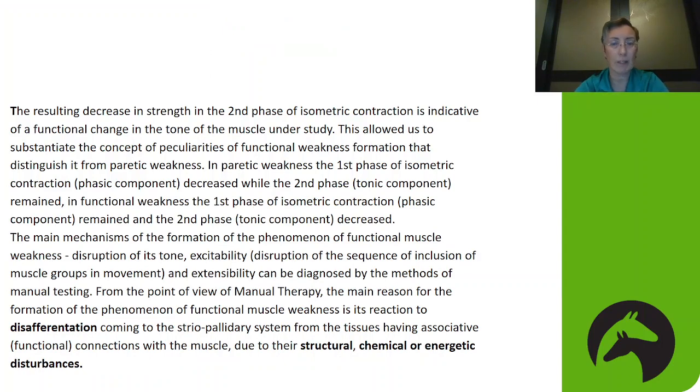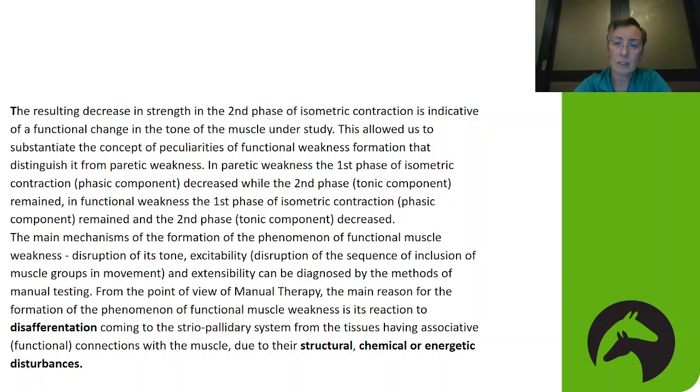Now I will tell how it works. We can test two phases, first and second. The resulting decrease in strength in the second phase of isometric contraction is indicative of a functional change in the tone of the muscle under study. This allowed us to substantiate the concept of peculiarities of functional weakness formation that distinguish it from paretic weakness.